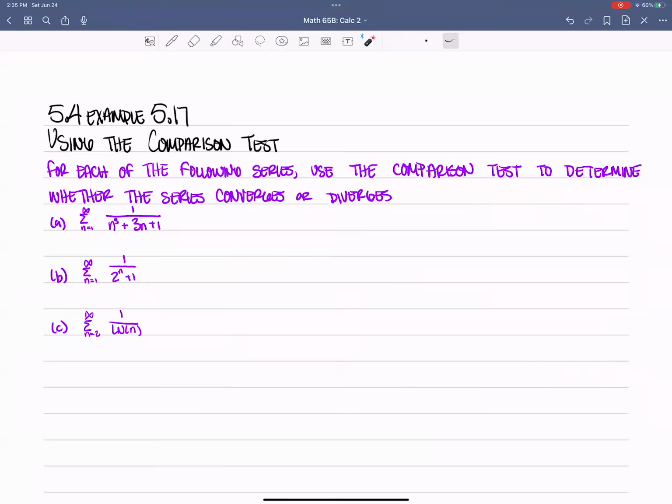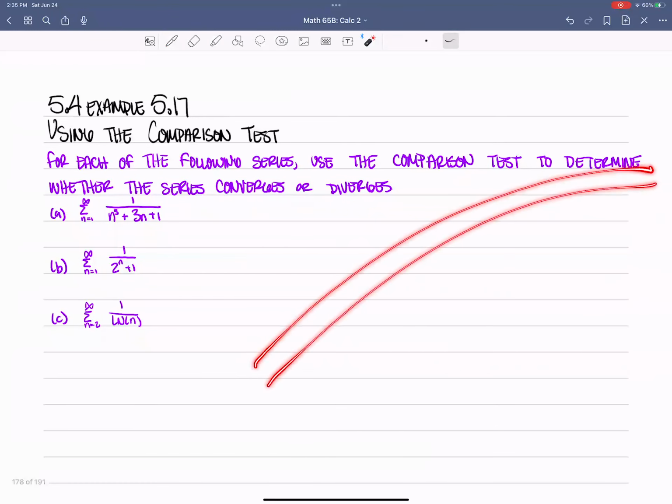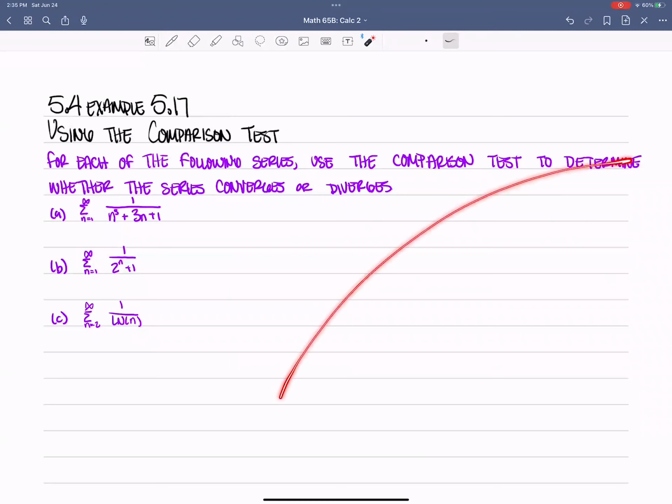So what we're going to do is use the comparison test here, and we just pick something. If we want it to converge somewhere, we pick something larger. If we wanted to diverge, we pick something smaller. So let's take a look at these.